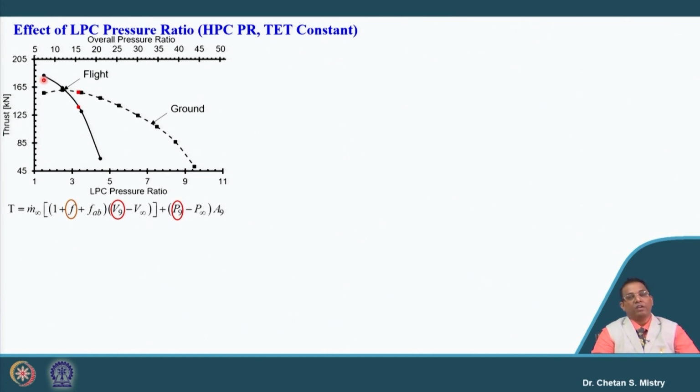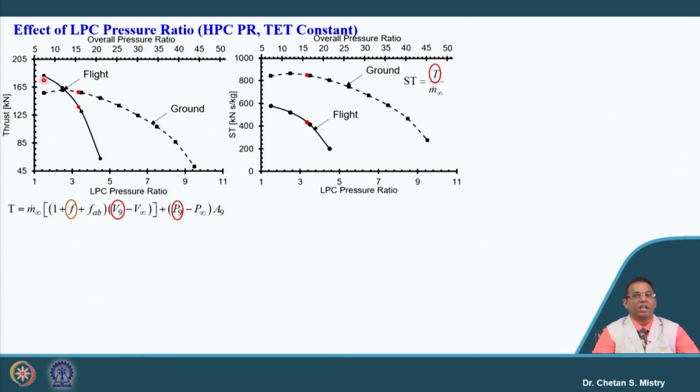Okay. And here this is in relation with our condition for M infinity. This is in relation with our exit velocity. This is in relation with our exit pressure. Okay. Same way here, this is representing our specific thrust value. The specific thrust for the flight condition is coming to be lower.